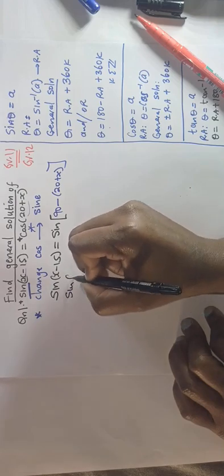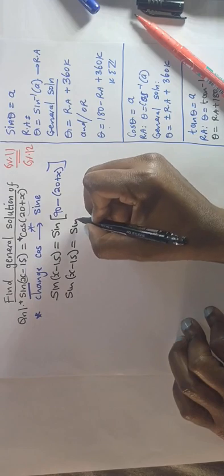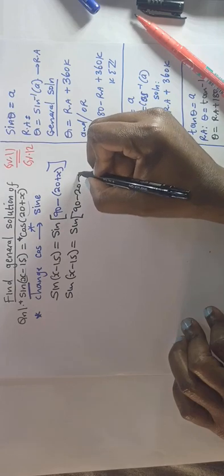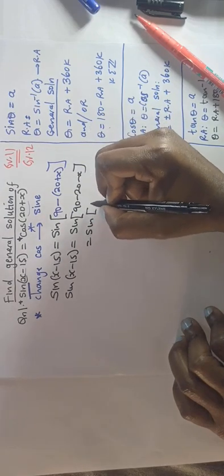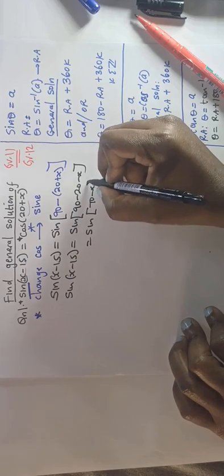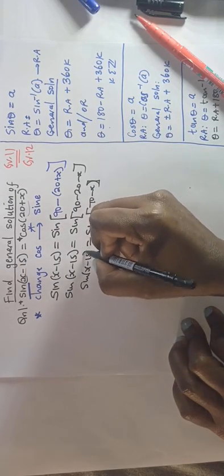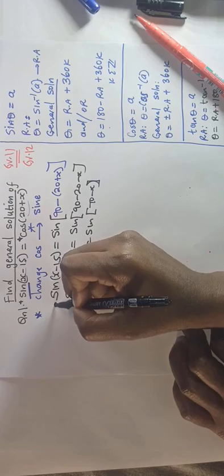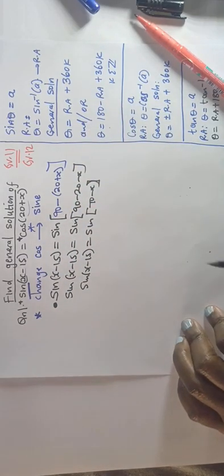So I have sine x minus 15 giving me sine 90 minus 20 minus x. Then this is sine 90 minus 20, which is 70 minus x. Then this side, x minus 15. Here I'm just simplifying, nothing special. What is special is this first important step. This one is just algebra simplification.